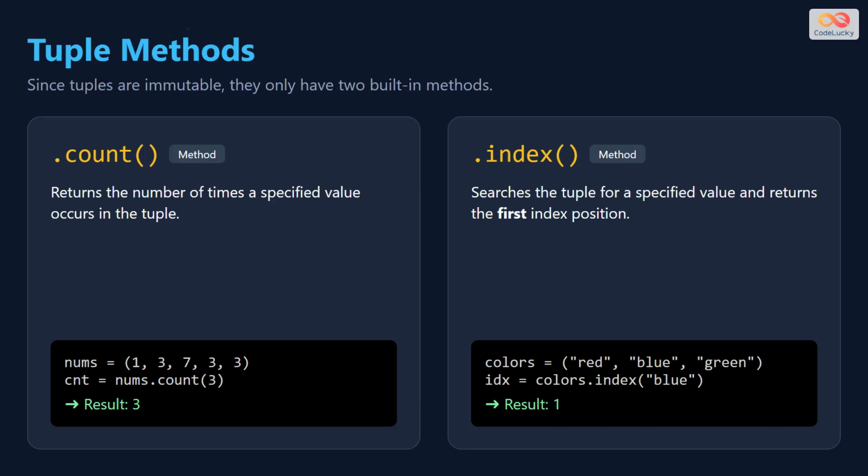Because tuples cannot change, they don't have methods like append or remove. In fact, they only have two main methods. First is .count, which tells you how many times a specific value appears in the tuple. Second is .index, which tells you the position of the first occurrence of a value. That is it. Their simplicity is part of their efficiency.